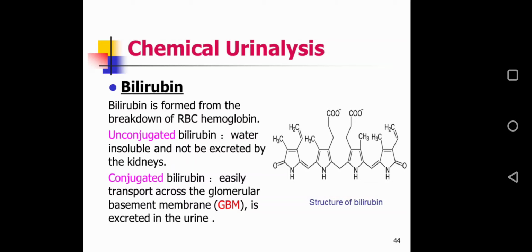Bilirubin. Bilirubin is formed from the breakdown of hemoglobin. Unconjugated bilirubin is water insoluble and cannot be excreted by the kidneys. Conjugated bilirubin, which can easily pass across the glomerular basement membrane, is excreted in the urine.